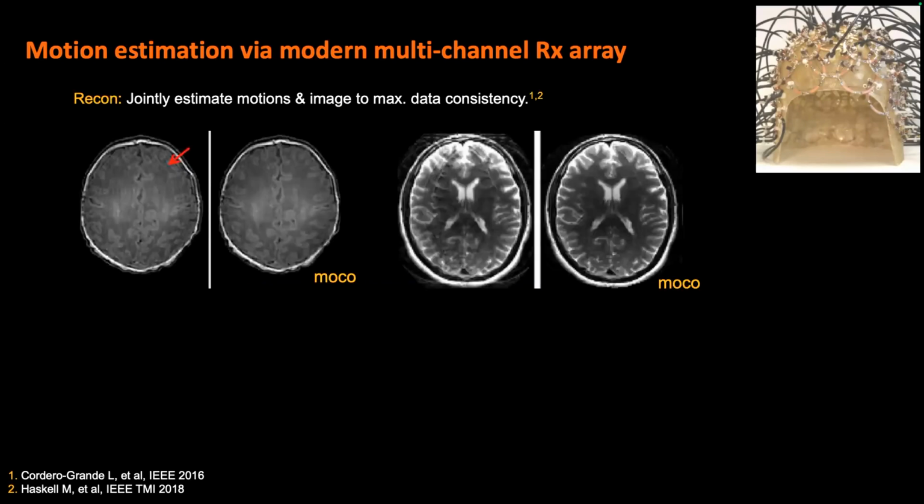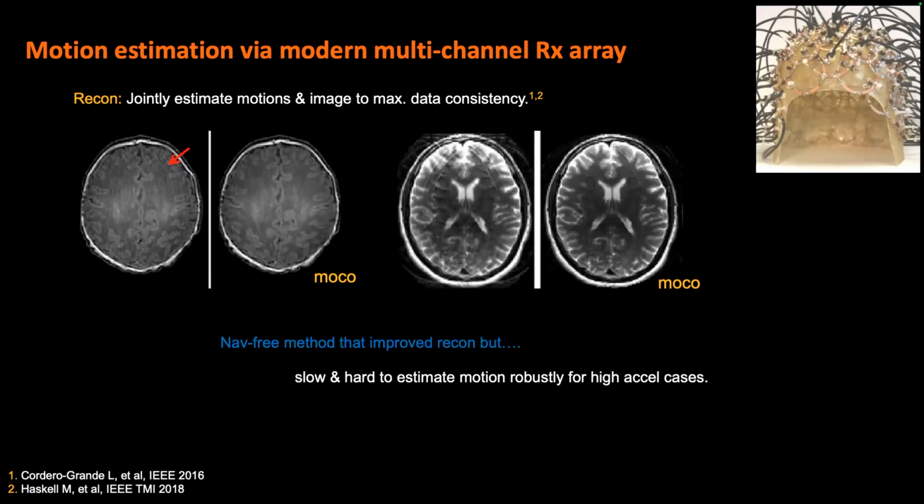Okay, so I've talked to you a bit about how to do fast and precise imaging, and the question is, can you still achieve this in the presence of motion? There's been a lot of nice work looking at motion estimation, again using a multi-channel receiver array. You have a lot of information here. People try to do this in the recon by jointly estimating motion and image by maximizing data consistency, and this works quite well.